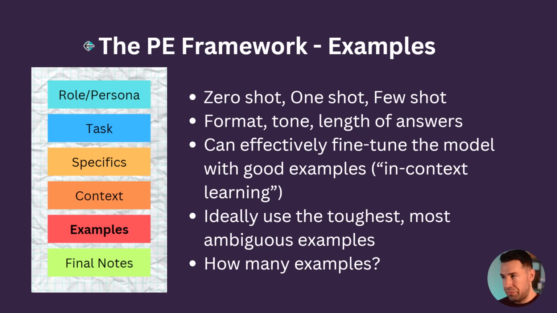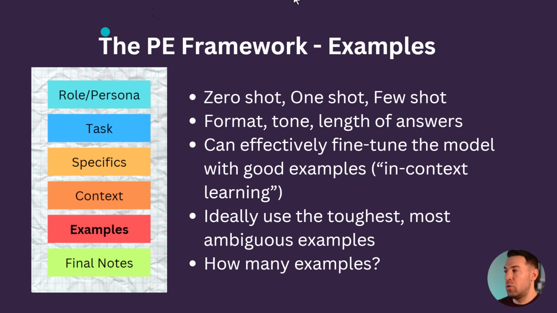Examples are a very important part of the framework, because you can effectively fine tune the model with really good examples. This is known as in context learning. We talked earlier about how fine tuning can be very expensive, but with good prompt engineering and good examples, you can essentially fine tune the model for your specific use case and get it maybe not all the way as if it was truly fine tuned, but close enough to where you don't need to go through all that laborious process of actually fine tuning the model.